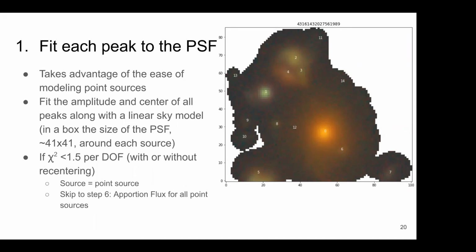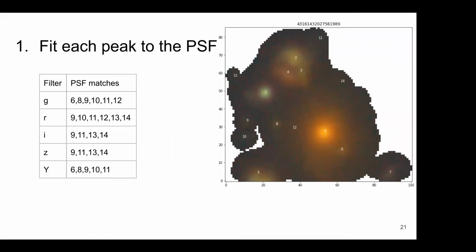And if it has a small enough chi-squared, so if it's less than 1.5 per degree of freedom, then that source is flagged as a PSF source. And then for the next several steps, it's basically going to skip this and go to the part where it actually reweights the data.